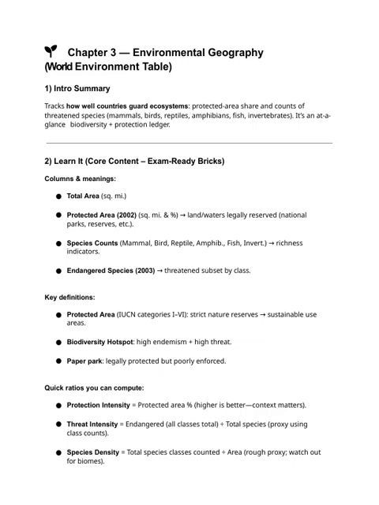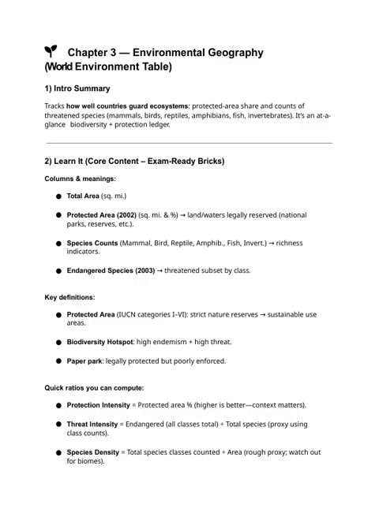Now, on the core content side, we explore some key columns and what they mean. First, we have the total area in square miles, which is straightforward. Then, protected area from 2002, also in square miles and percentage, shows us how much land and water are legally reserved, like national parks and reserves. These protected areas are crucial, but their effectiveness varies. Next, species counts across different groups give us an idea of biodiversity richness. And then, the number of endangered species from 2003 highlights how many species are threatened within those groups.